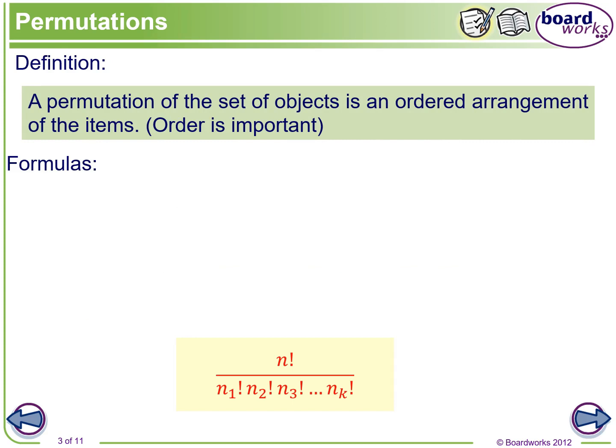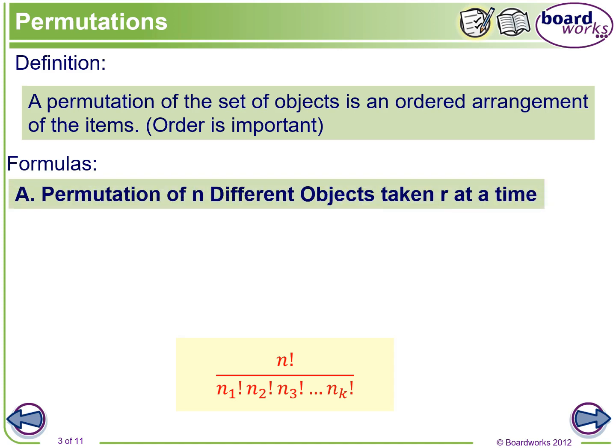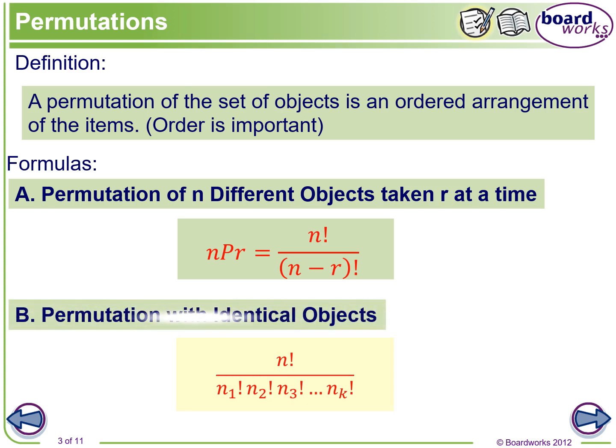So there are different formulas for getting the permutation. If it is a permutation of n different objects taken r at a time, this is the formula: n factorial over n minus r factorial. That exclamation point is what we call factorial, and we will discuss later how to solve it. The second one is permutation with identical objects. This is the formula: n factorial all over n sub 1 factorial times n sub 2 factorial, and so on.